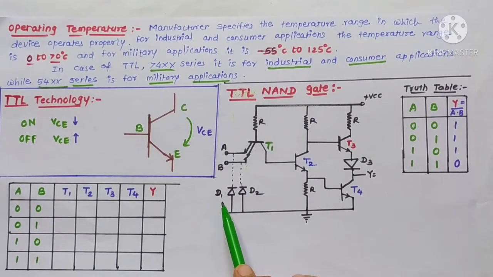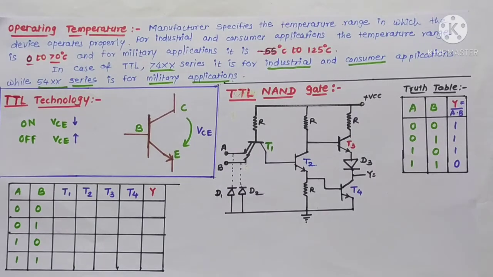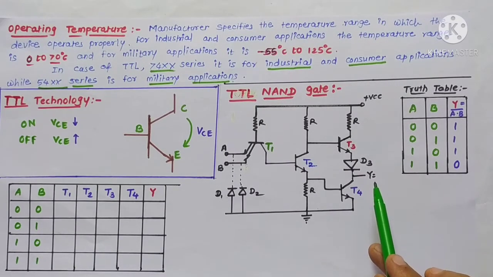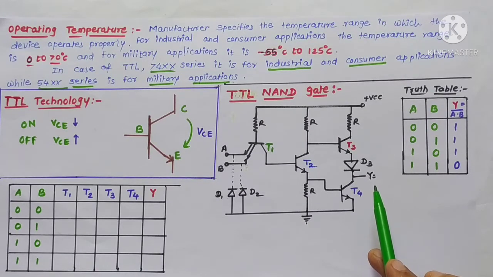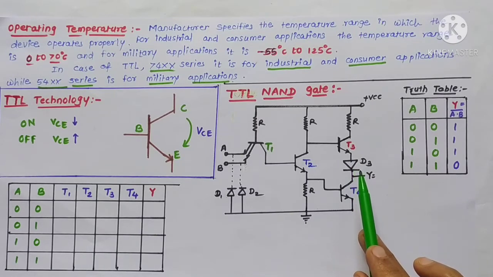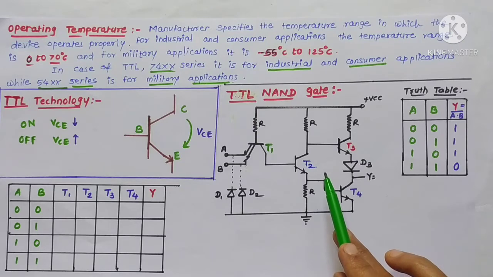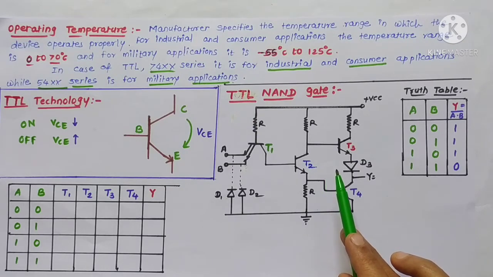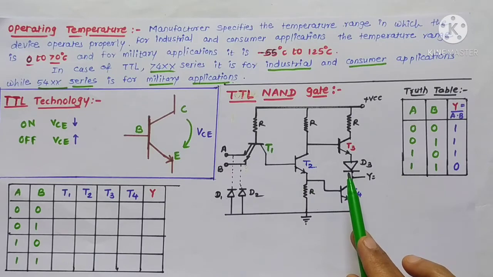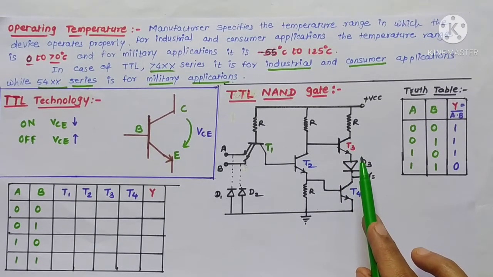Here diodes D1 and D2 are called clamping diodes, and diode D3 is connected to keep transistor T3 off when the output Y is low, and when the output is low, transistor T2 is on. Hence its collector voltage is about 1 volt, which is low. If diode D3 is absent, then there is a possibility of conduction of transistor T3. So we have to switch off this transistor T3.